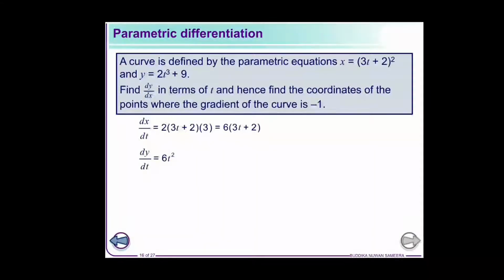Then dy over dt you can find easily. When you differentiate 2t cubed plus 9, the answer is 6t squared. So dy over dx is equal to dy over dt divided by dx over dt. So I'm going to divide those two functions. 6 and 6 you can cancel easily. So the final answer is t squared divided by 3t plus 2. So dy over dx you can write as a function of t: t squared divided by 3t plus 2.